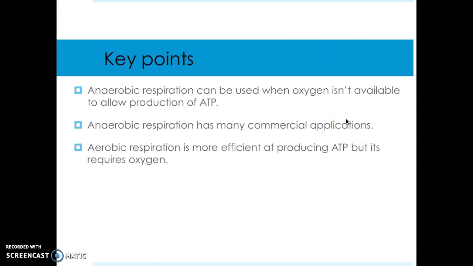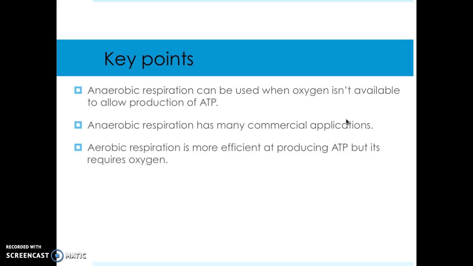So the key points of this presentation are that anaerobic respiration can be used when oxygen isn't available to allow the production of ATP. So this is an advantage for organisms because when they're in a situation where there's no oxygen around, they can still survive until they get oxygen and make the ATP needed for them to survive. Anaerobic respiration obviously isn't as efficient as regular aerobic respiration, but it helps enough until the organism can get to an area where there's oxygen.